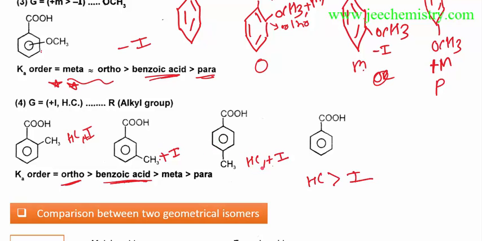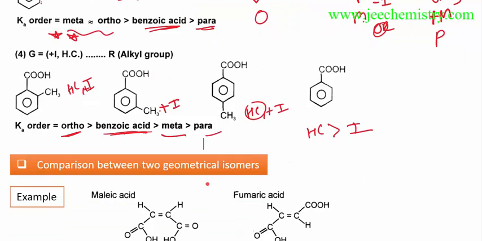This is providing hyperconjugation. This has only the I effect. So it will push more and more electrons. One hyperconjugation is an extra point, so it will push more electrons and stabilize the conjugate base. So this will be more acidic. So meta will be more acidic than para. In this way we can compare the acidic strength.